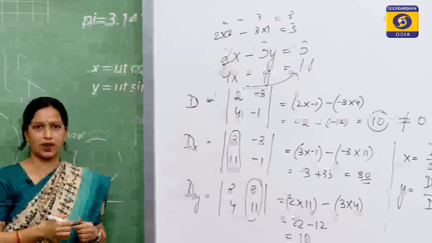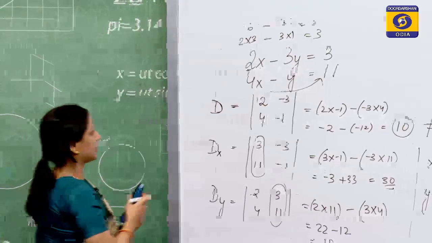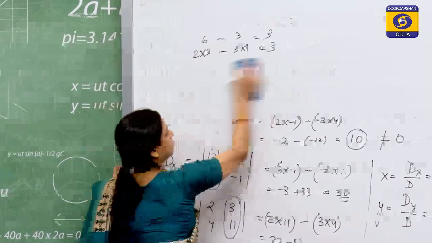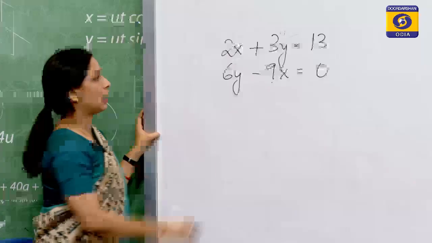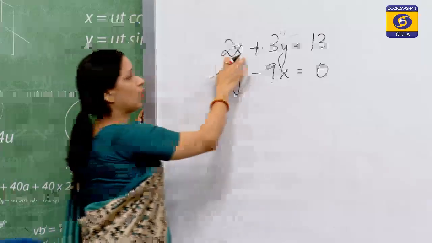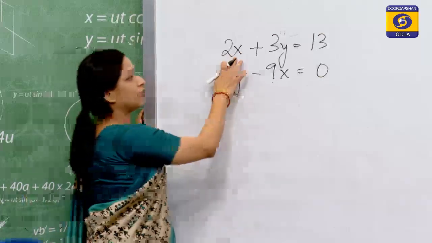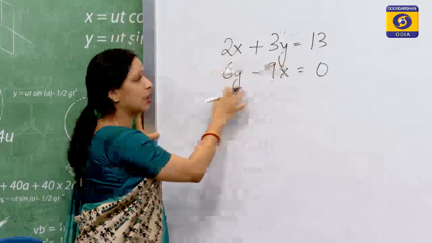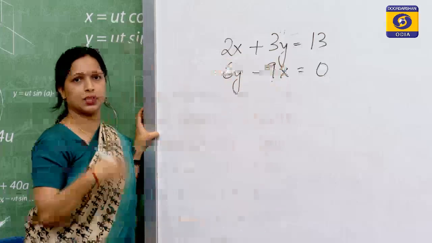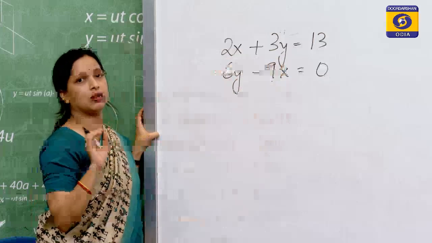So, hence verified, right. Now, let us take another question: 2x plus 3y equals 13 and 6y minus 9x equals 0, right. Here we notice that they are not in the right order. In the first equation x comes first and y comes later, whereas in the next equation y comes first and x comes later. So, you have to first arrange the variables properly.